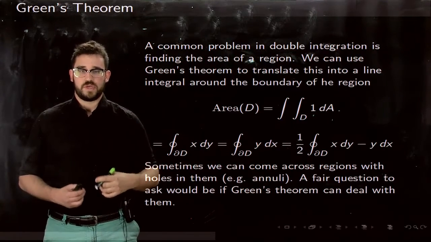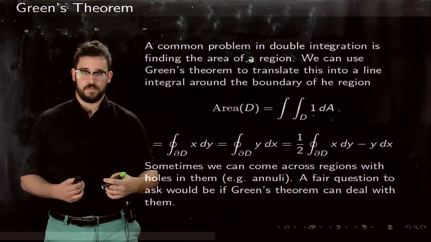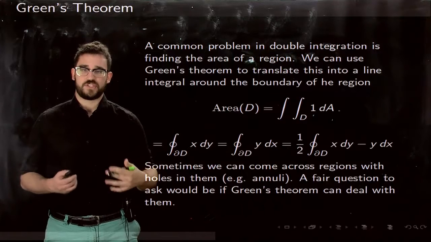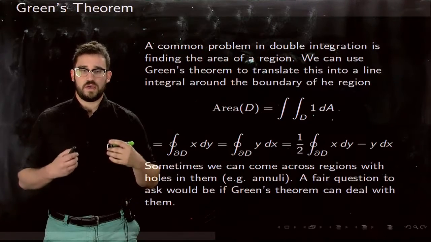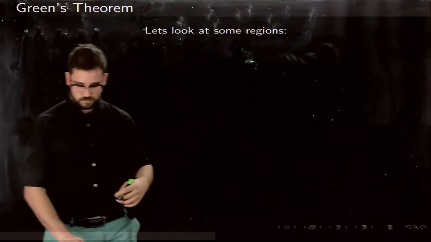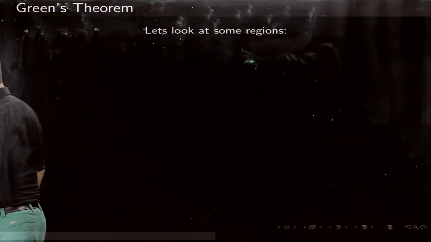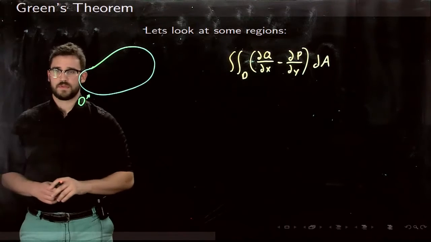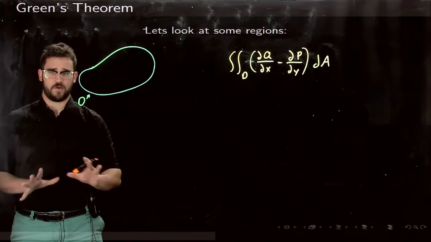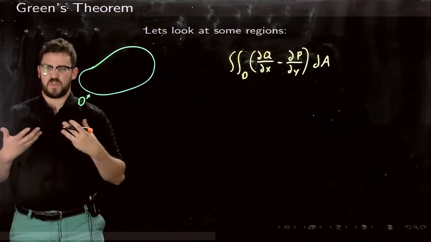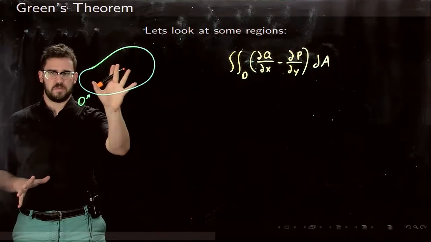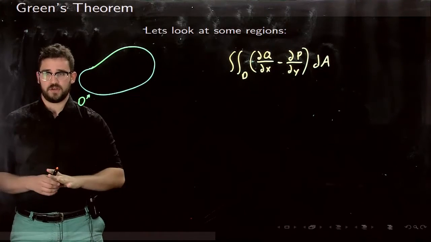So sometimes we come across regions with holes in them, or annuli, as an example. And a fair question to ask would be if Green's theorem can help us deal with these. Let's look at some regions. So first, let's think of a domain to get us into the thought process of this, a domain as we normally might look at it.